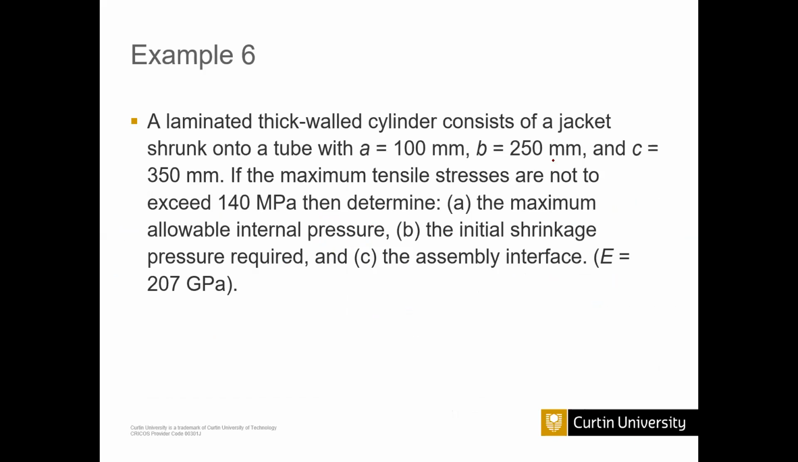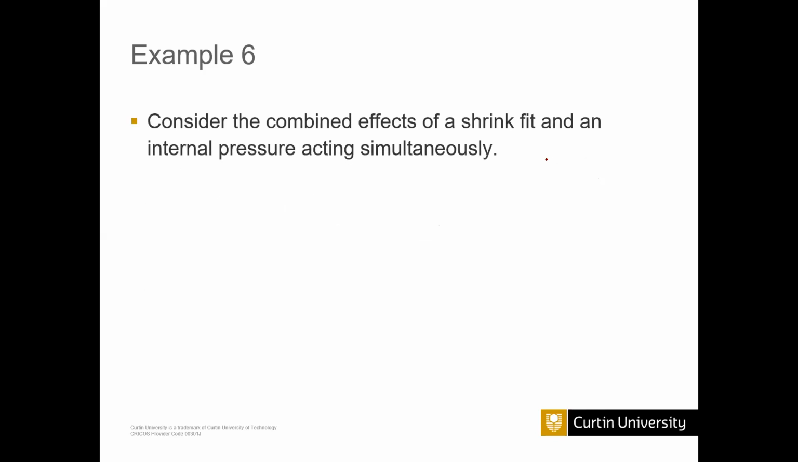So there is another question. A laminated thick wall cylinder consists of a jacket shrunk onto a tube with A, B, C that is given. The maximum tensile stress should not exceed 140 megapascal. Then determine part A, the maximum allowable internal pressure. Part B, the initial shrinkage pressure required, and part C, the assembly interface. The E value is given, that's the modulus. So consider it here when you do the calculations.